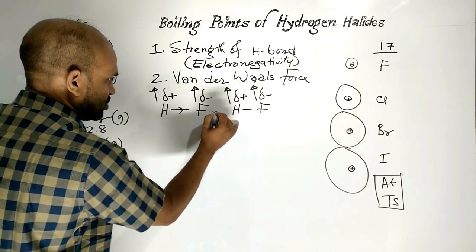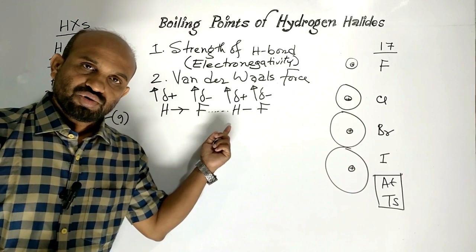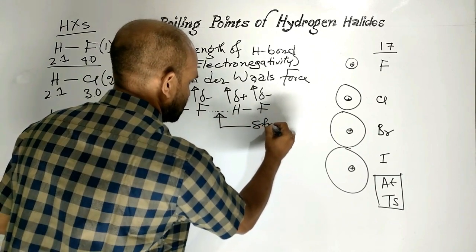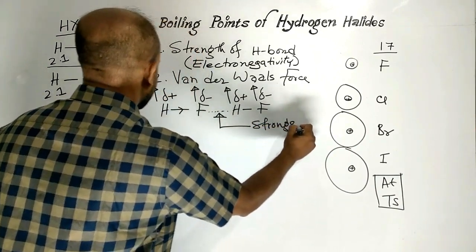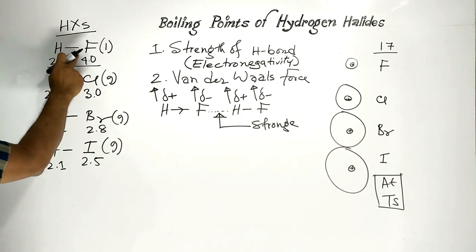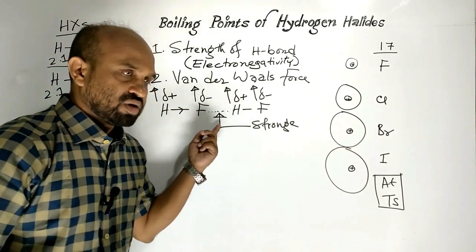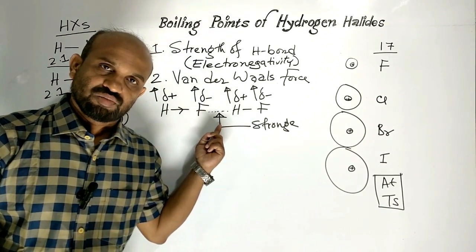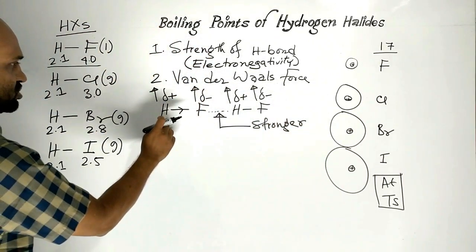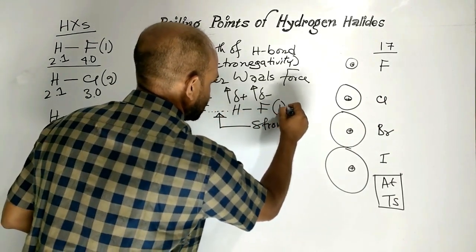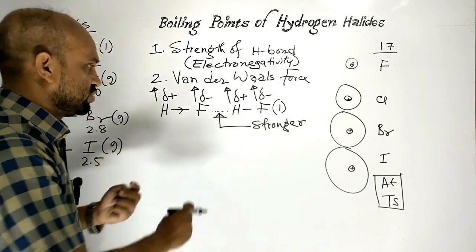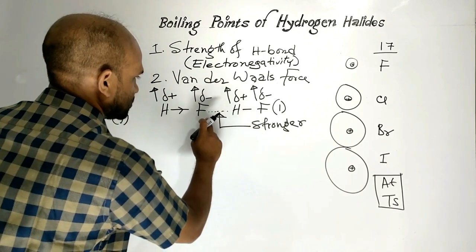So the hydrogen bond between two molecules of hydrogen fluoride becomes stronger because of the high difference in electronegativities between hydrogen and fluorine. The hydrogen bond formed among the hydrogen fluoride molecules becomes stronger. That is why hydrogen fluoride turns into liquid. Hydrogen fluoride remains as liquid at room temperature because of this stronger hydrogen bond.